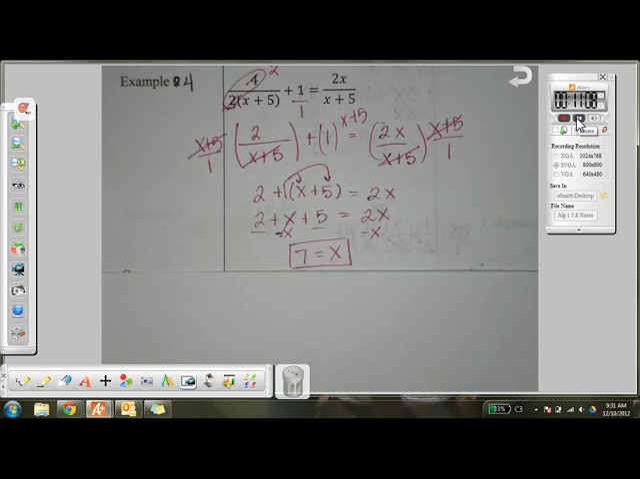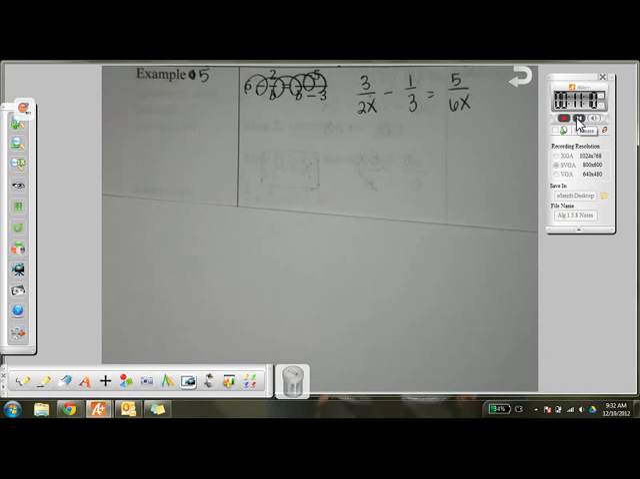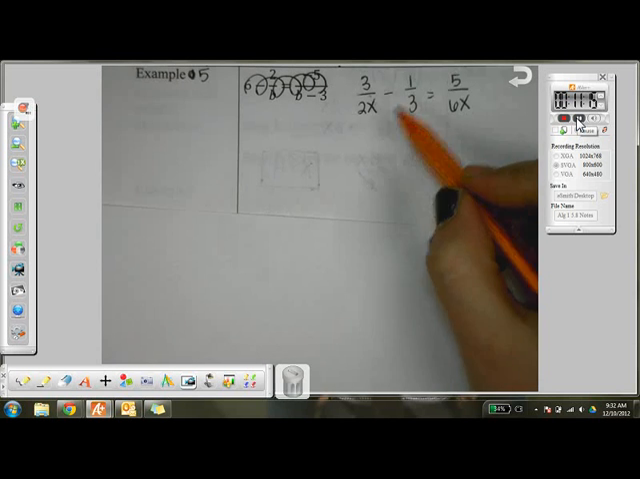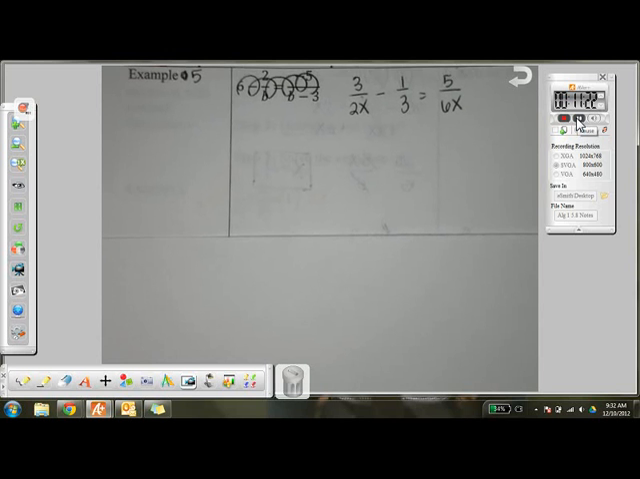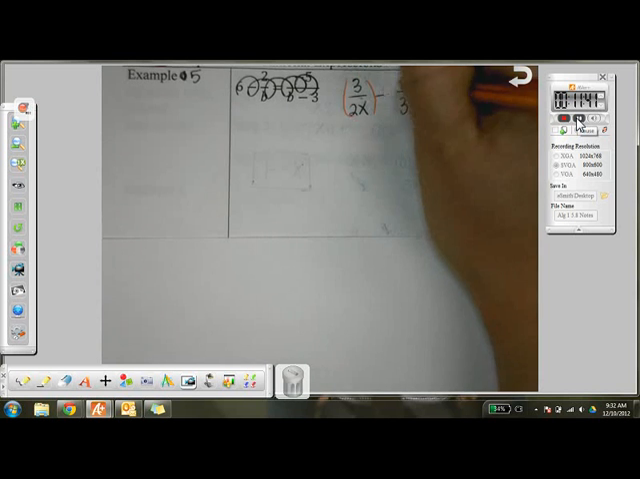Okay, last example. Example 5. I changed it to 3 over 2x minus 1 over 3 equals 5 over 6x. Okay, do I have only one fraction on each side of the equal sign? No. So can I cross multiply? No, but I can eliminate the fraction by multiplying by the LCD. What would the LCD be? 6x. So multiply everything by 6x.